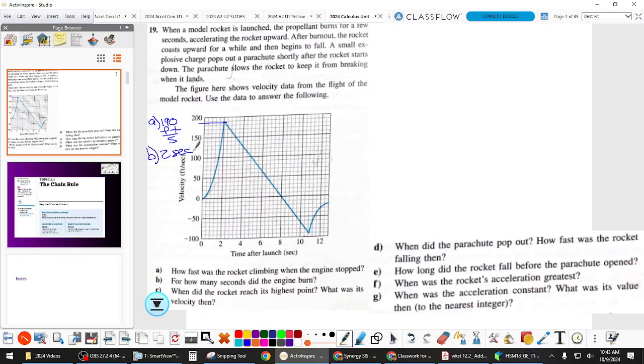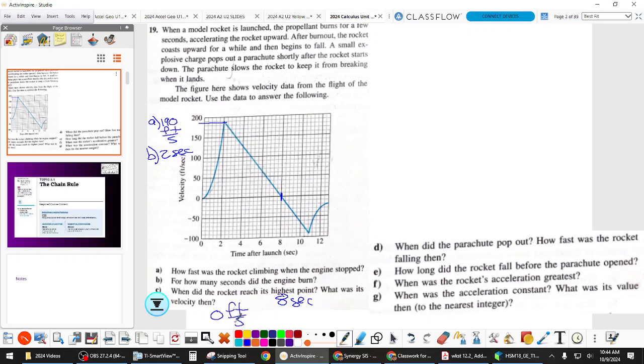2 seconds. When did the rocket reach its highest point? T equals 8. Yeah, that was here. How do we know? Because it still has a positive velocity. So it's when the velocity changes. Yep, that's right, when it goes to 0, which is when it's changing sign. Good. And so 0 feet per second.